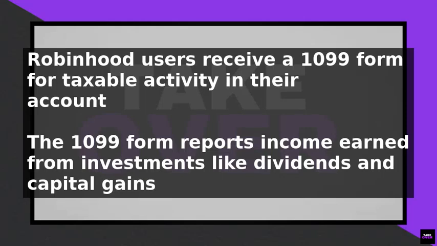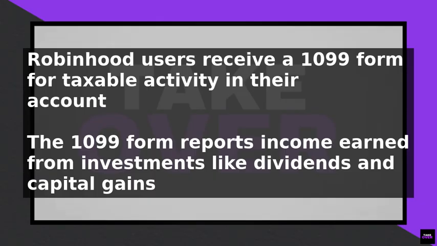Welcome to this tutorial on how to read your Robinhood 1099 form. As a Robinhood user, you will receive a 1099 form at the end of each tax year if you had any taxable activity in your account. The 1099 form is used to report income earned from investments, such as dividends, interest, and capital gains.